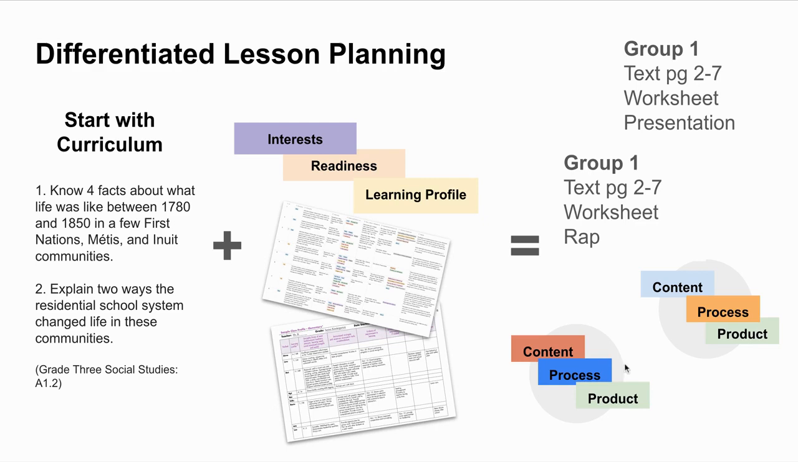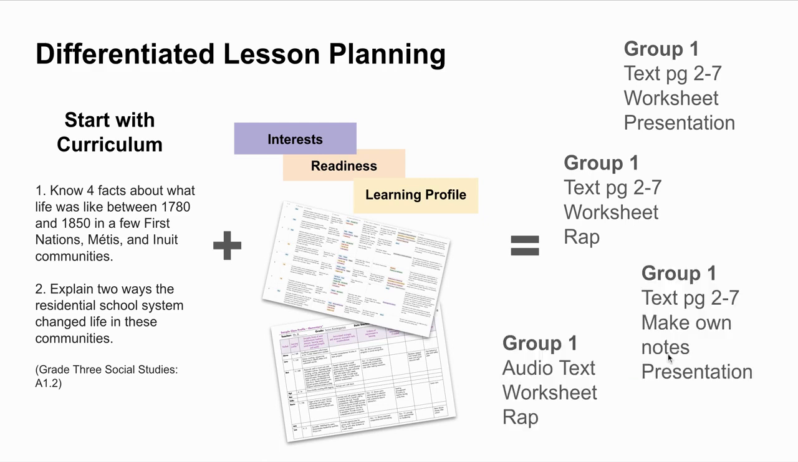The last group is going to differ in terms of content, differ in terms of process, and have the same product as the last group. So this group may need to work from an audio text. Now, if I have some really great assistive text set up in my classroom, this may be as simple as handing them a reader pen or having them scan the text onto an iPad and have the iPad read it out loud. This group wants to use a worksheet, so that's amazing.